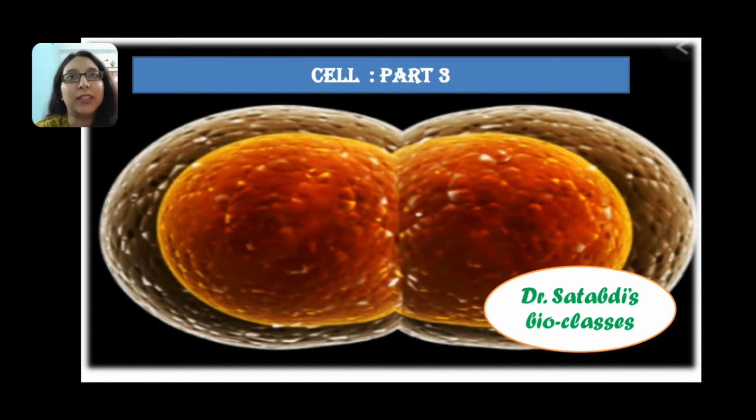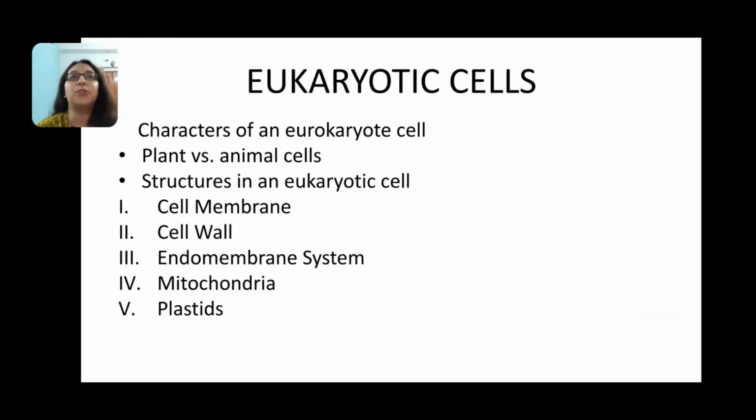I am Dr. Shatabdi and today we will be continuing with part 3 of the cell, the basic unit of life. So what are we going to cover right now? We will look at the characters or the features which are exhibited by a eukaryotic cell. Then we will look at some comparisons between a plant cell and an animal cell. Further, we will look into the structures present within a typical eukaryotic cell, starting off with the cell membrane, the cell wall, the endomembrane system, plastids, mitochondria, etc.